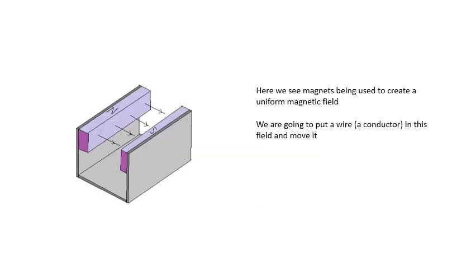Now, here's a magnetic field. We've got a couple of magnets, north-south. It's called an eclipse magnet, and basically it's producing a uniform magnetic field. Now what we're going to do is put a wire in this field and move the wire. So we're holding the wire and we are going to make it move.